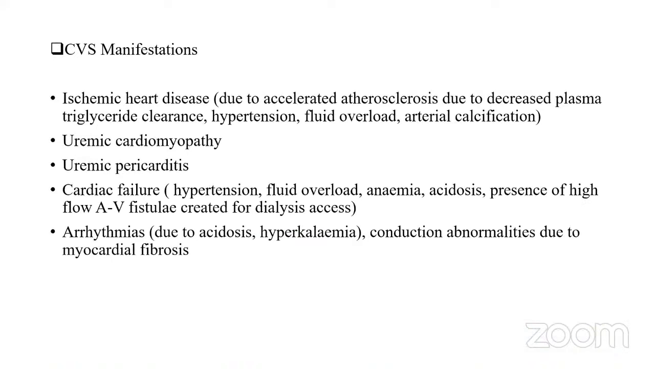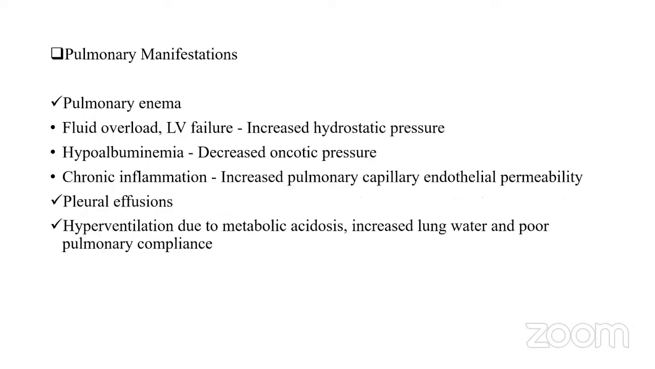Serious manifestations. These patients usually have a higher chance of ischemic heart disease because of accelerated atherosclerosis and decreased plasma triglyceride clearance, and hypertension, fluid overload, arterial calcification. These patients are usually suffering from uremic cardiomyopathy, uremic pericarditis, cardiac failure due to hypertension, fluid overload, anemia, acidosis, presence of a high flow AV fistula created for dialysis access. These patients usually have arrhythmias due to acidosis, hyperkalemia, and conduction abnormalities.